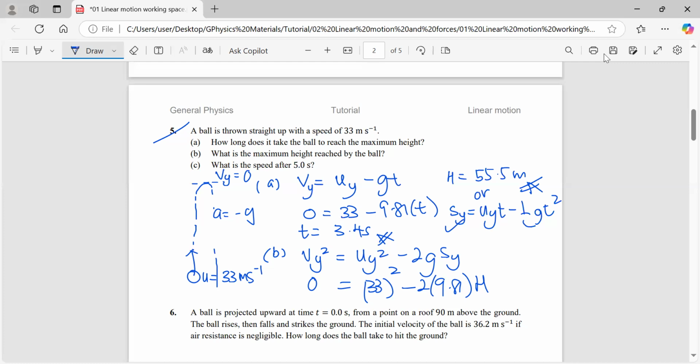Okay, last question and the last part, C. What is the speed after 5 seconds? If you want to find the speed after 5 seconds, we can just use v_y equals u_y minus g t. We know the initial speed is 33, moving upward, after 5 seconds.